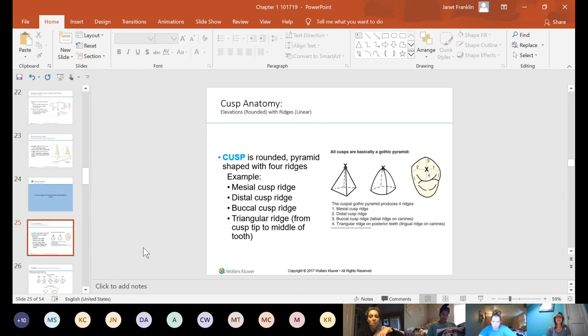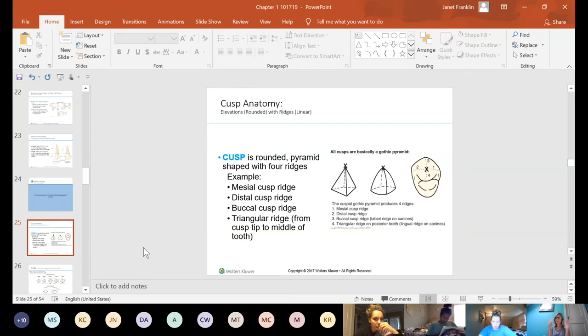So terms that describe a tooth itself, you have what we call cusps. Your back or molar teeth and your premolar teeth have cusps. The cusp is a rounded pyramid shape with four ridges. So think of kind of like a mountain. A cusp is like a mountain. It has a peak or a top part, and then it kind of flows and gets wider as it goes down.